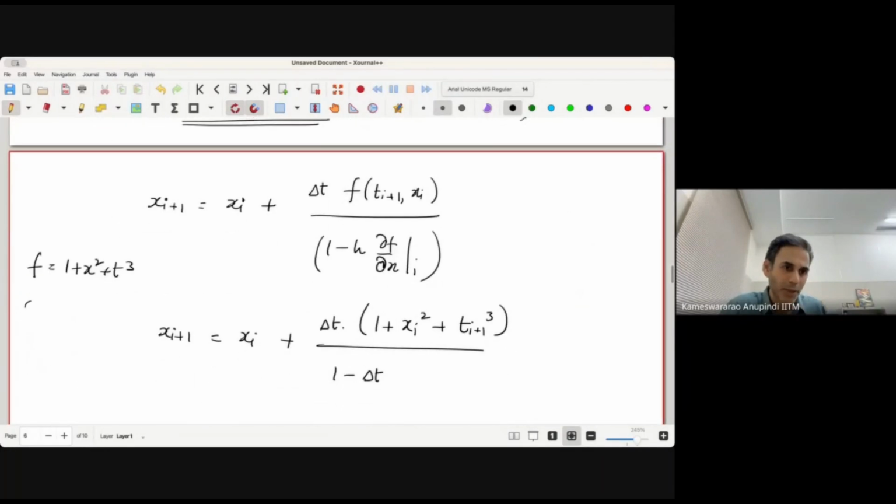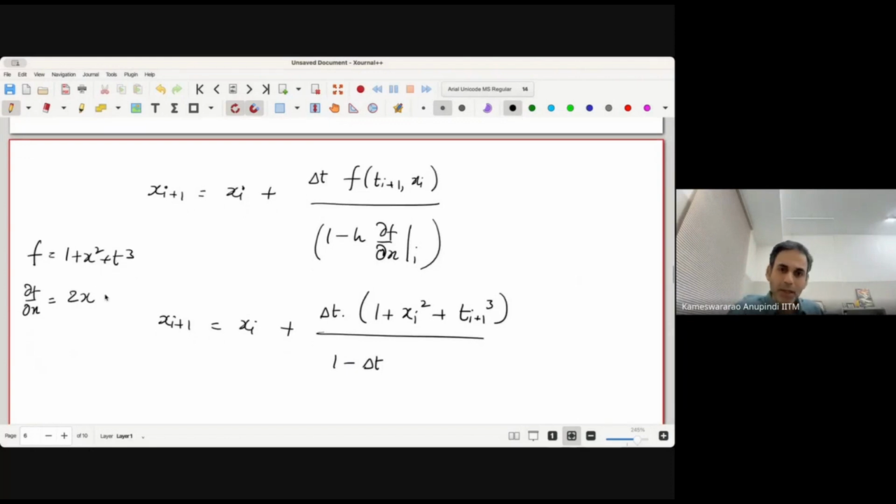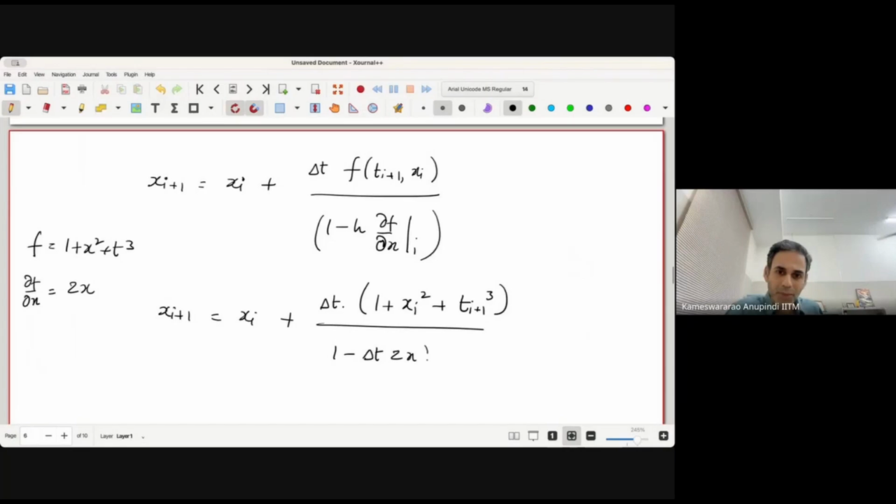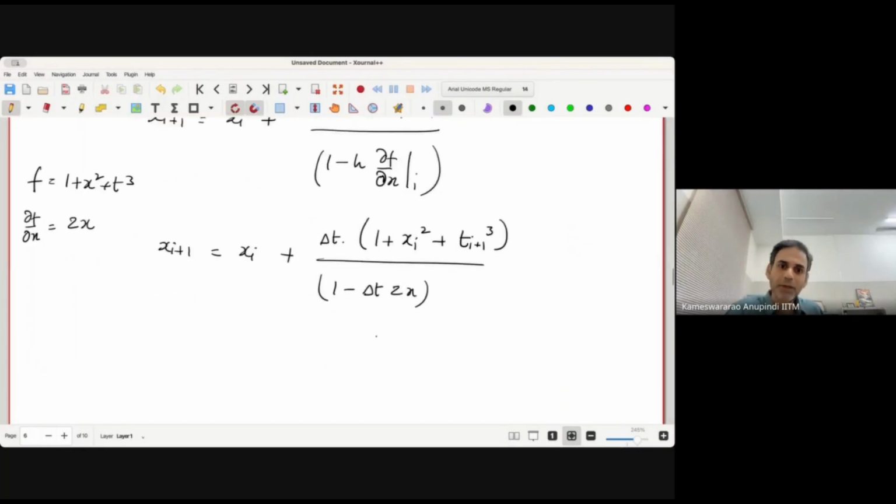Then what would be partial f partial x? That is differentiating with respect to x. Everything else is a constant. So this is 2x. That means minus delta t times 2x. Okay, that's what we have. So this is the expression.